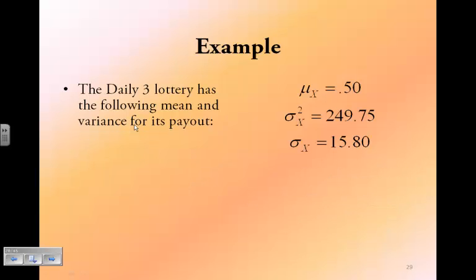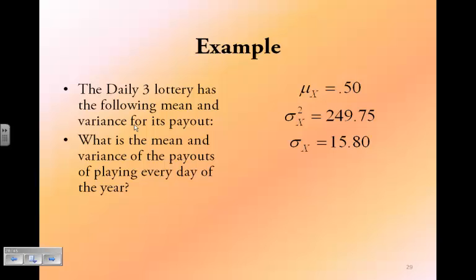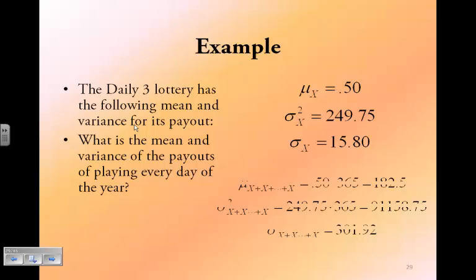Okay, so one more example. What's the mean and the variance if you were to play every day of the year? So every single day we're going to play this, so x plus x plus x plus x. Well, that would be 365 days, so our mean is 182.5. The variance, we can do the same thing: play 365 days, multiply them all out, and then take the square root to get the standard deviation. All right, so that's the rule for adding these up.